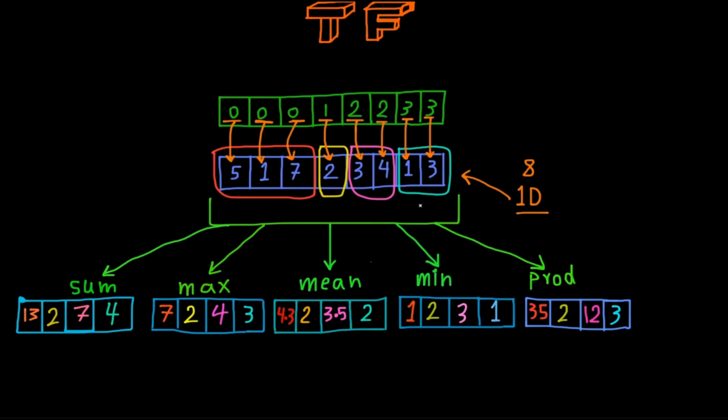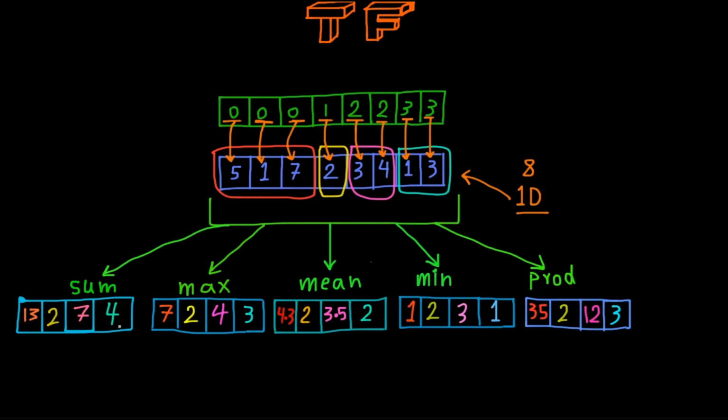Now we will apply math operations on these groups. Let's say we want to add the elements inside each one of these groups. In this case, the first group, 5 plus 1 plus 7, the result equals 13. The second group is 2 itself. The third group is 3 plus 4, and the result equals 7. And the last group, 1 plus 3, and the result equals 4.